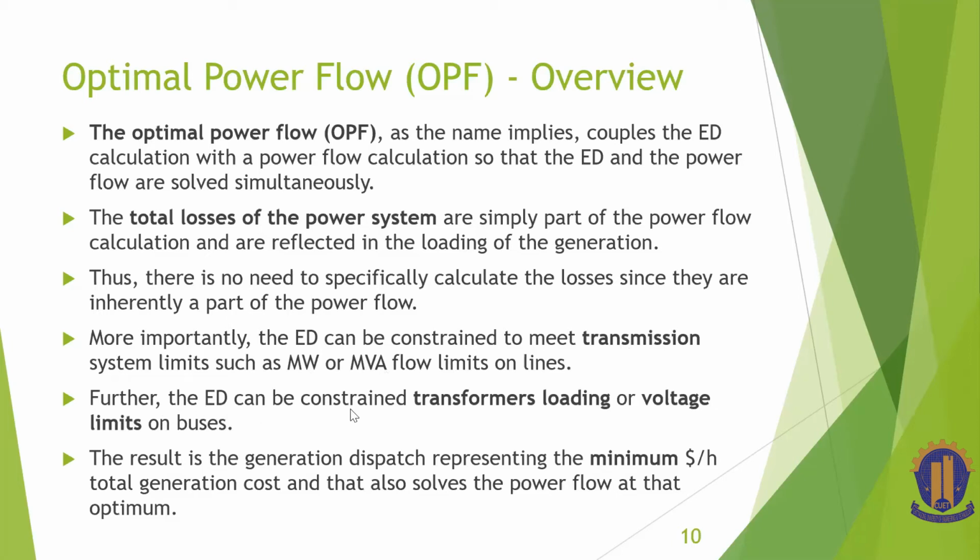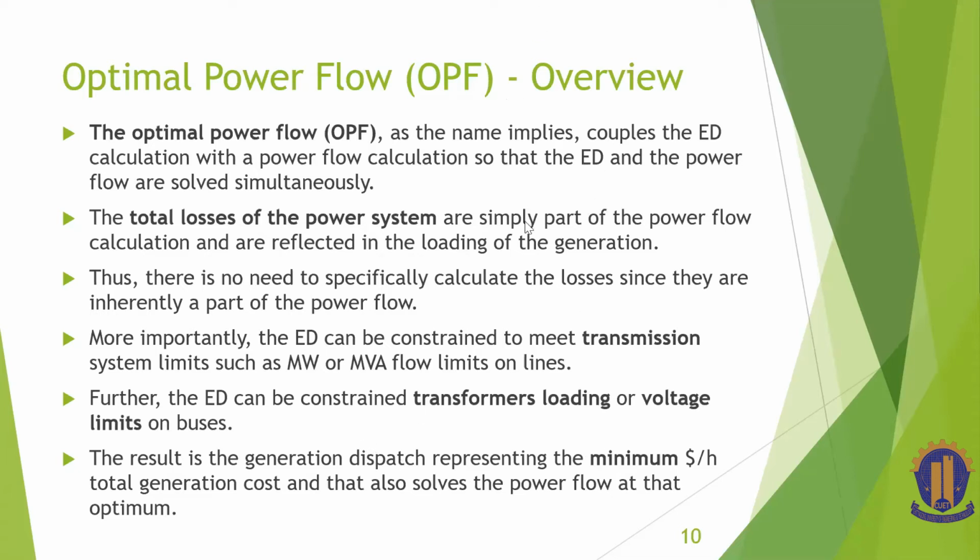Further, the ED can constrain transformer loading or voltage limits on buses. We will not consider constant voltage. We will consider realistic voltage values which must be regulated within prescribed limits. The result is the generation dispatch representing the minimum dollar per hour, or BDT per hour, total generation cost, and it also serves the power flow through the network at that optimum.